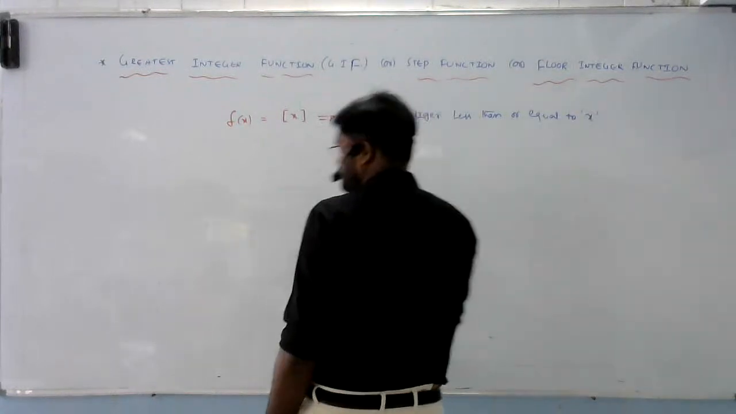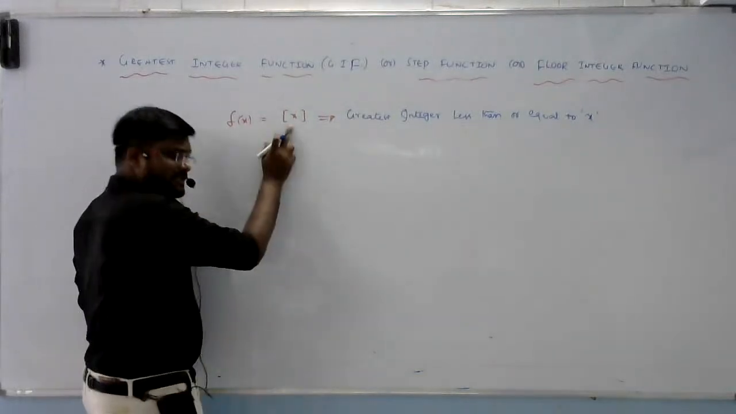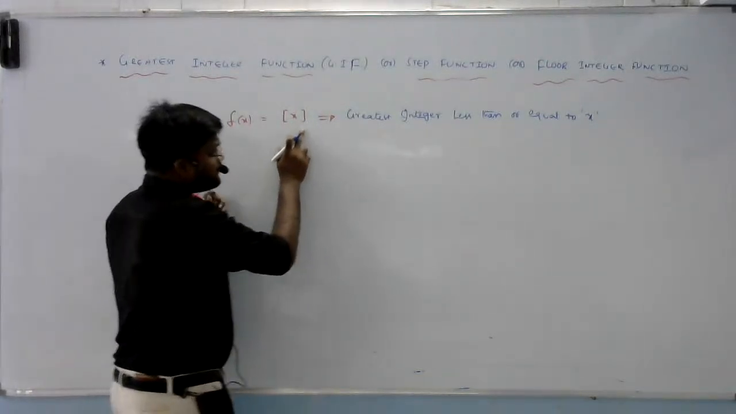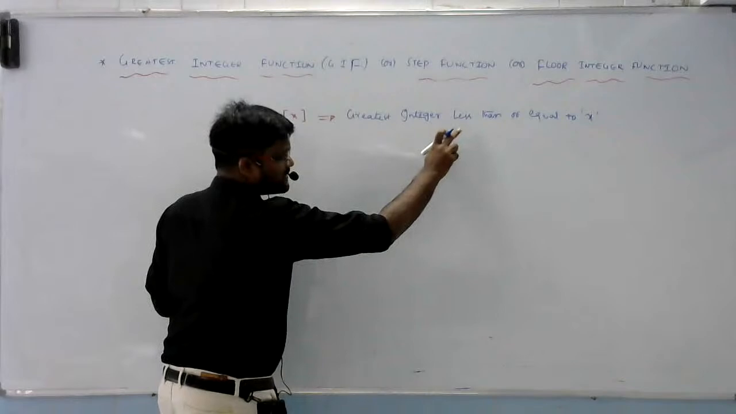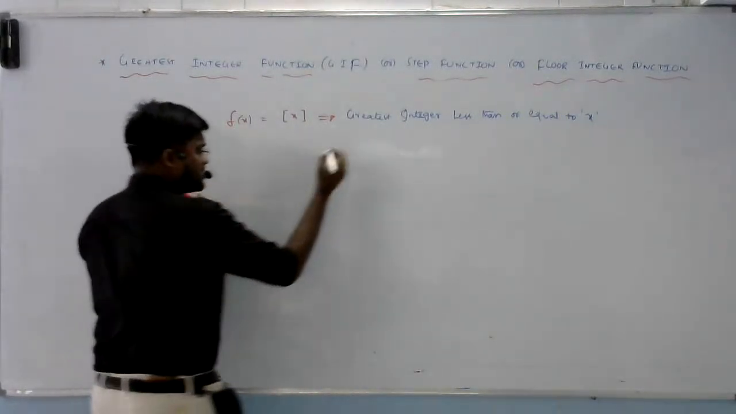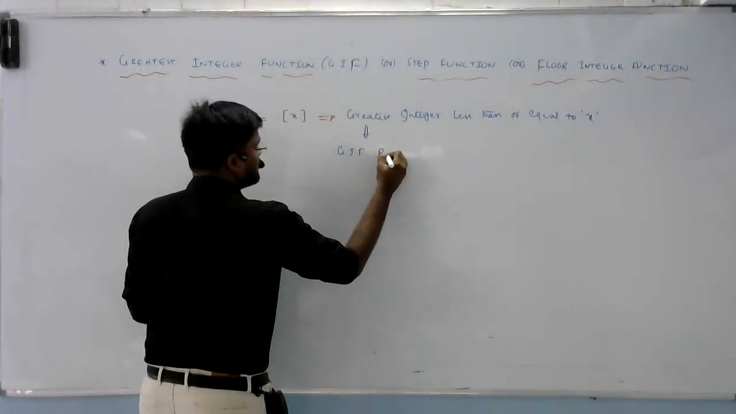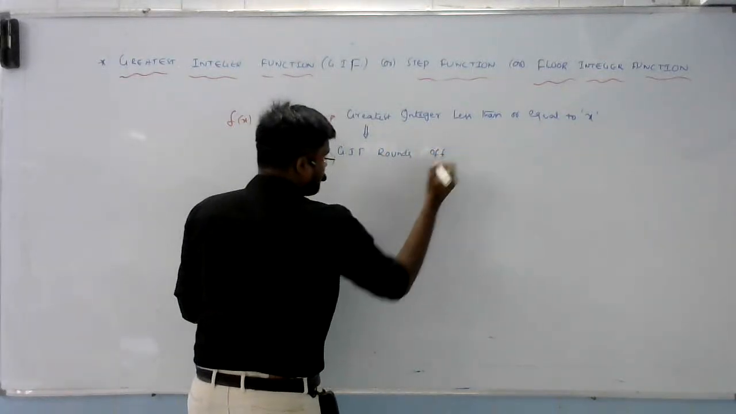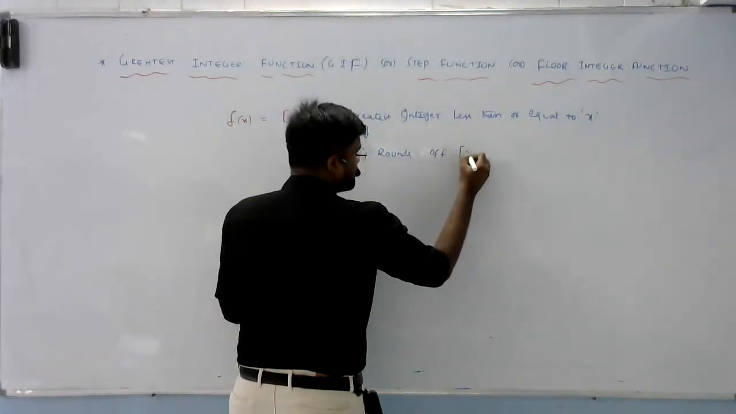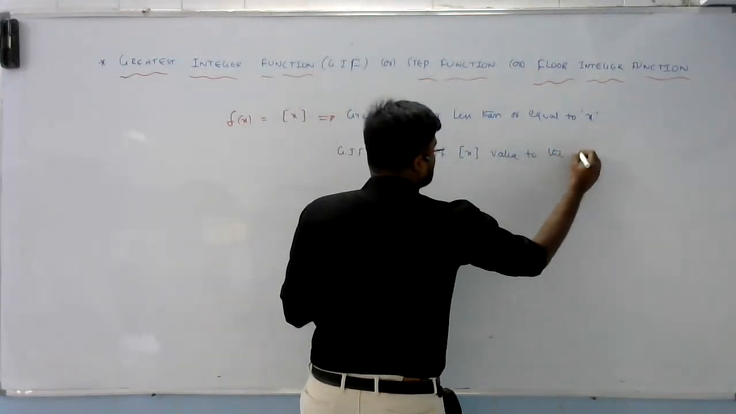I repeat, when I say step of x, we call it step of x, okay? When I say step of x, it means that it is the greatest integer less than or equal to x. Understand? Which means that again, the greatest integer function rounds off the step x value to the nearest integer.